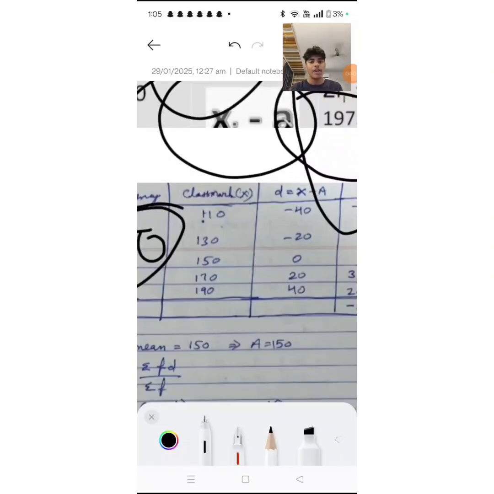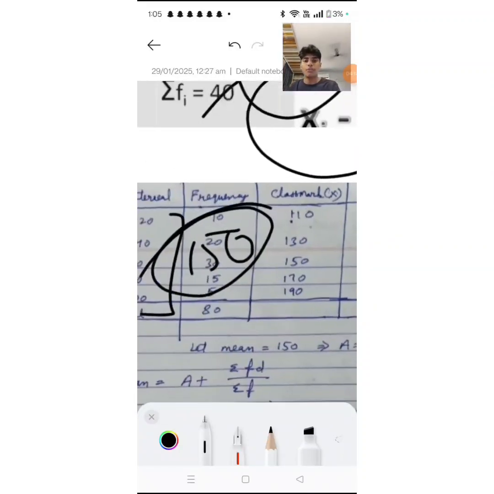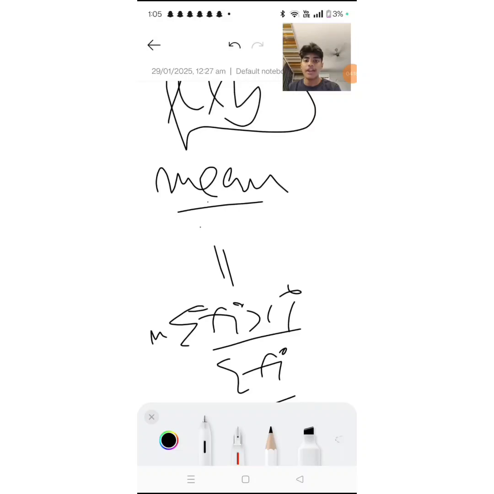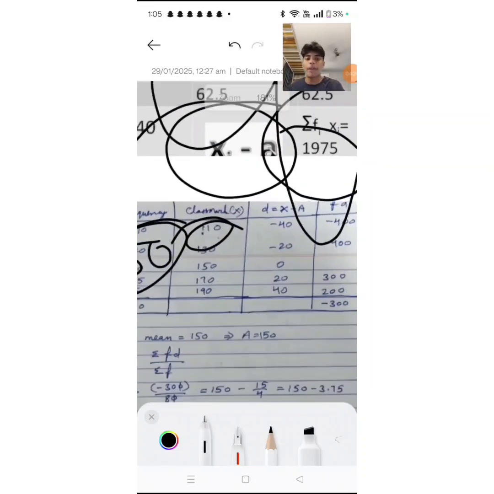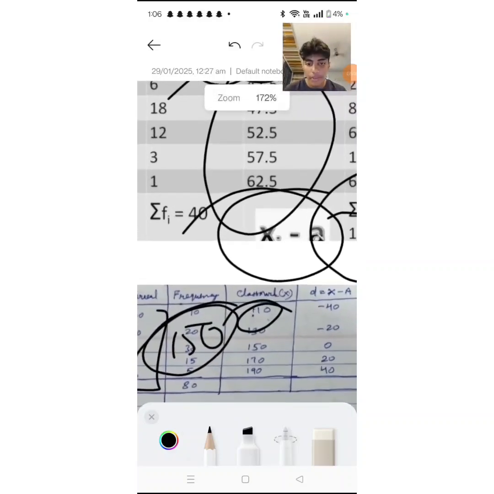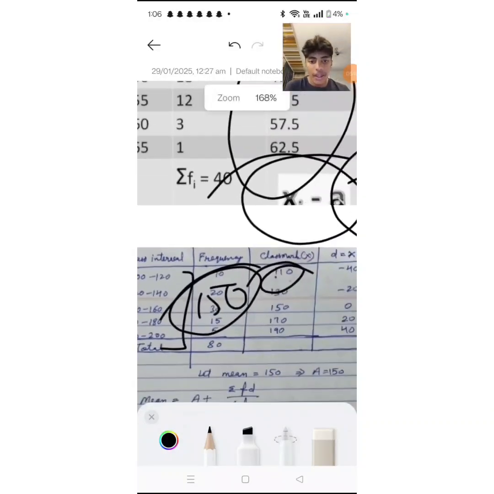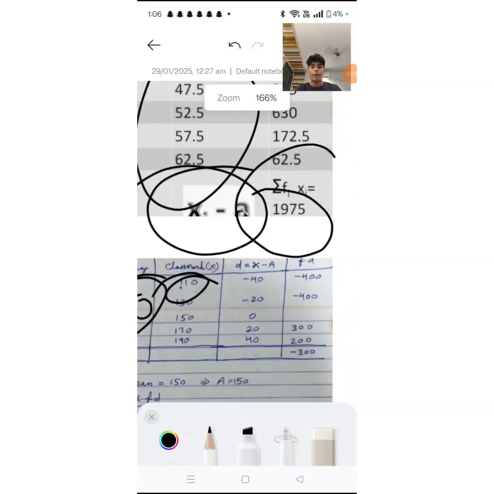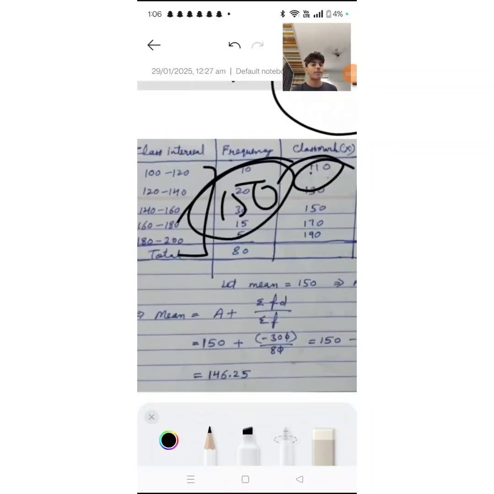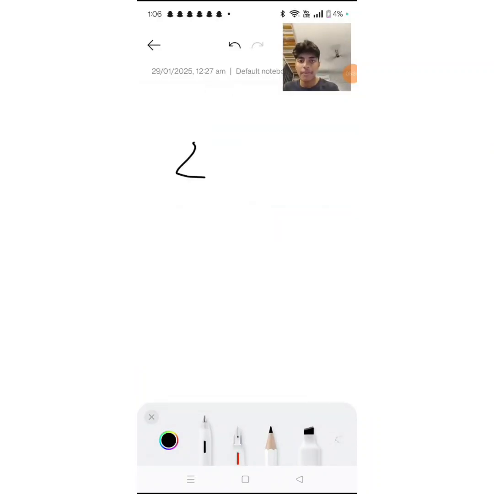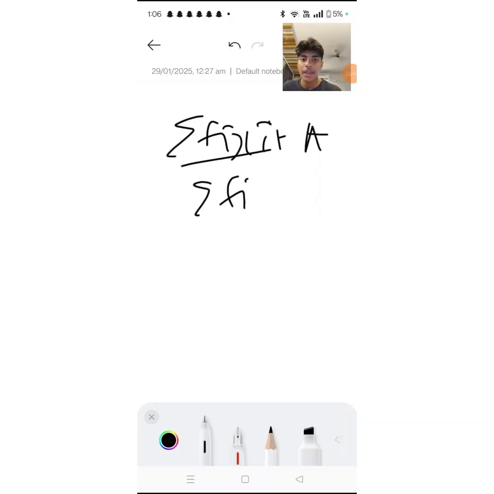From the class mark Xi, you're supposed to subtract the assumed mean. Let's say this is 110, so it's 110 minus 150, because we've taken 150 as the assumed mean, which is minus 40. Then you multiply your Fi and Xi, so minus 40 into 10, minus 20 and 20, and so on. So this is again sigma Fi Xi divided by sigma Fi, but there's an additional step. Since you've taken 150 as the assumed mean, you also have to add 150. So the formula is sigma Fi Xi divided by sigma Fi, plus A, where A stands for your assumed mean. This is how you find mean using the assumed mean method.